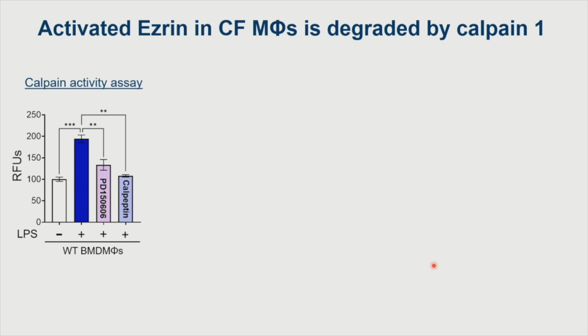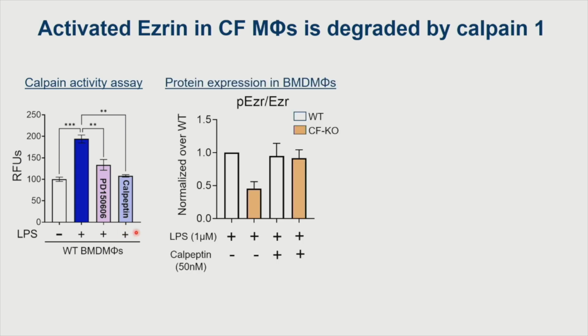To study that, we used calpain inhibitors, where we inhibited the calpain 1 and 2 isoforms using PD150606 and calpeptin, which specifically inhibits calpain 1. When we used these two inhibitors, we were able to decrease the calpain activity in wild-type bone marrow-derived macrophages in response to LPS. Using the same calpeptin in CF knockout bone marrow-derived macrophages, we were able to restore the activity of ezrin.